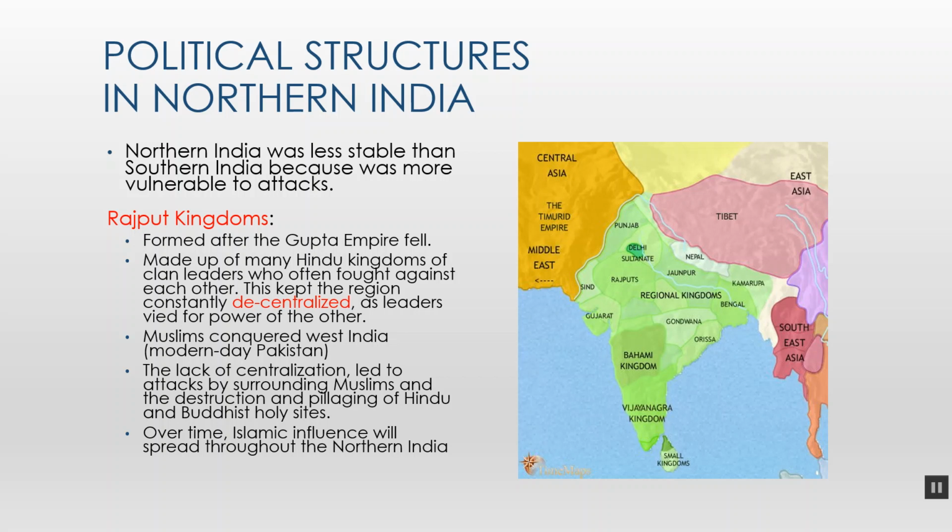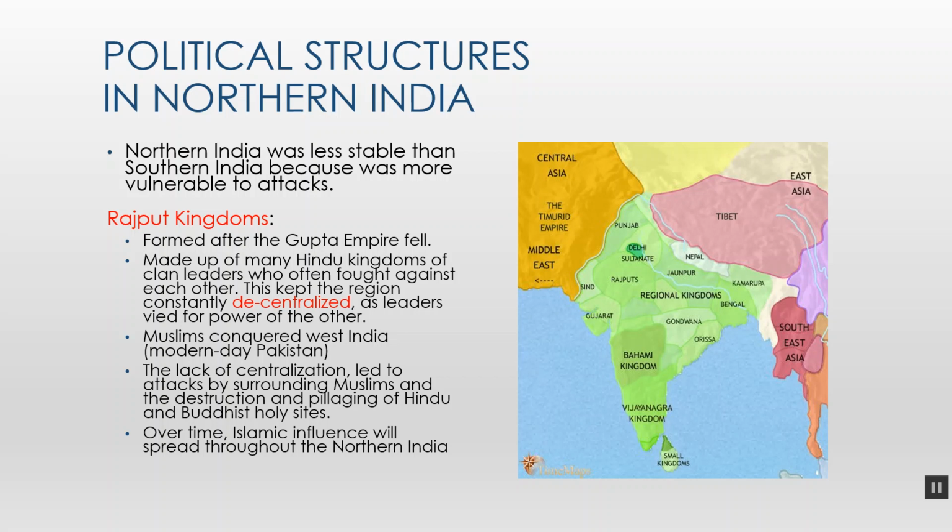Islam has been spreading since 630 CE, and it's going to push right up against this area, which is modern day Pakistan. So Islam's pushing right up against India and Hinduism, and eventually they're going to start getting really attacked. The lack of centralization due to the Rajput kingdoms led to the attacks by surrounding Muslims and the destruction and pillaging of Hindu and Buddhist holy sites.